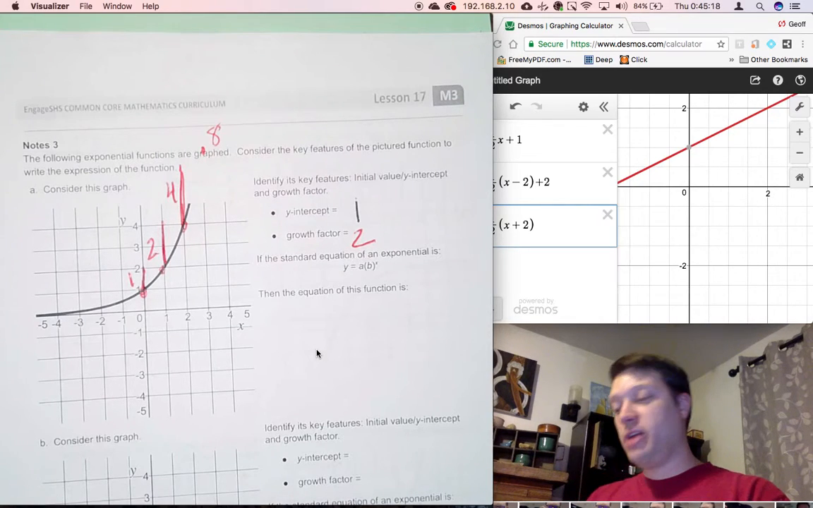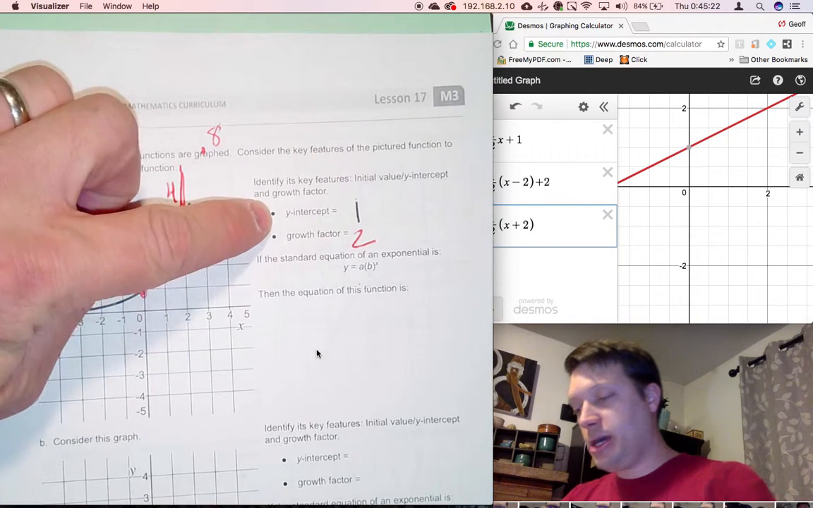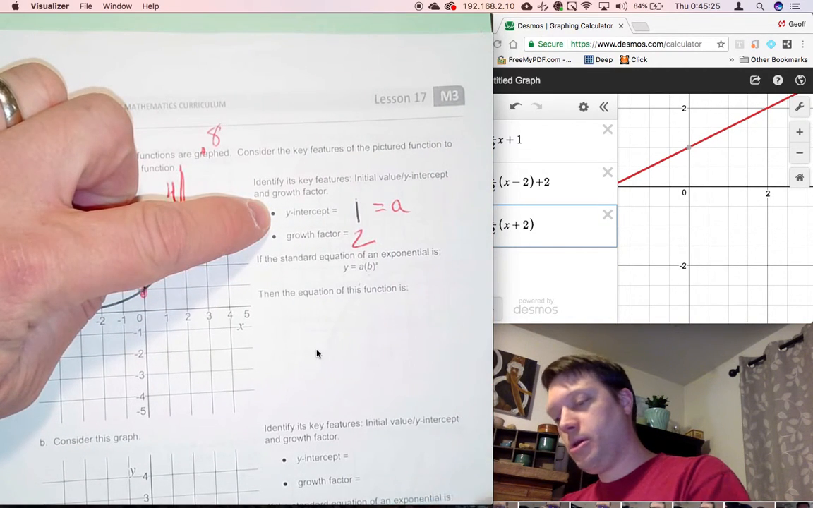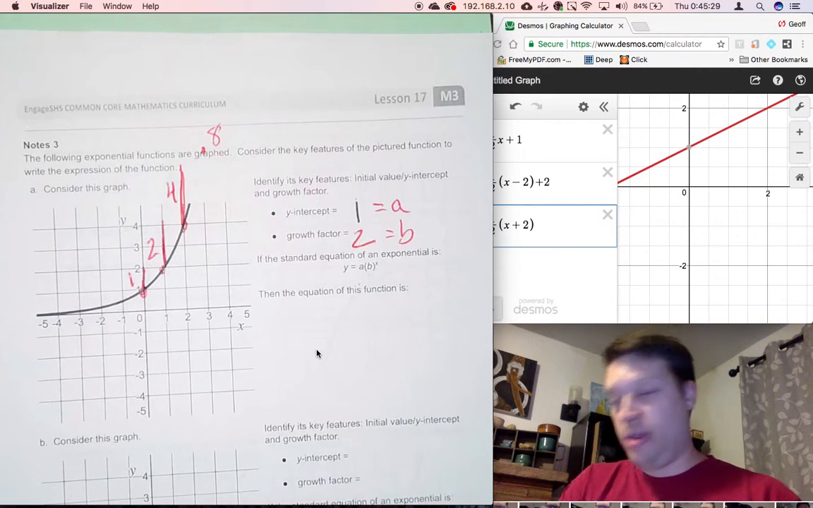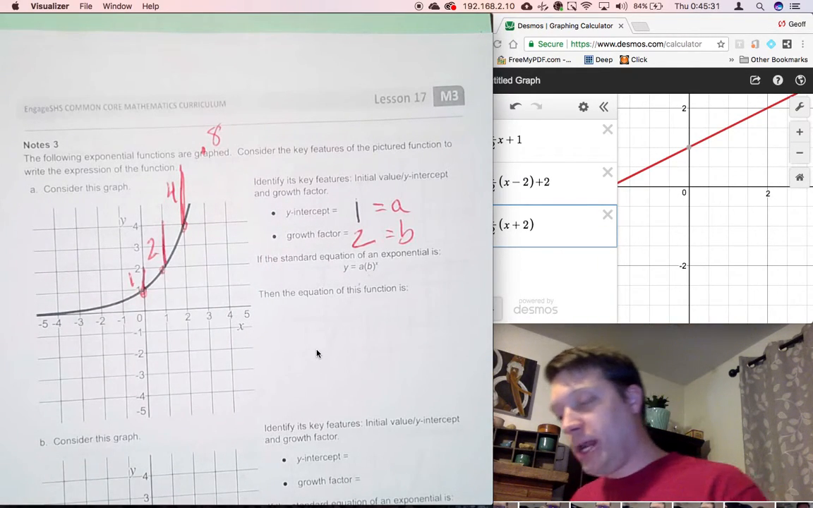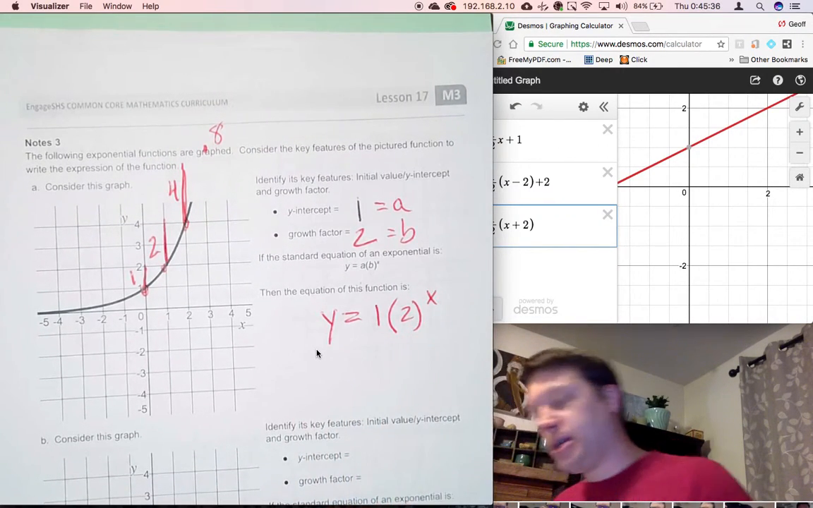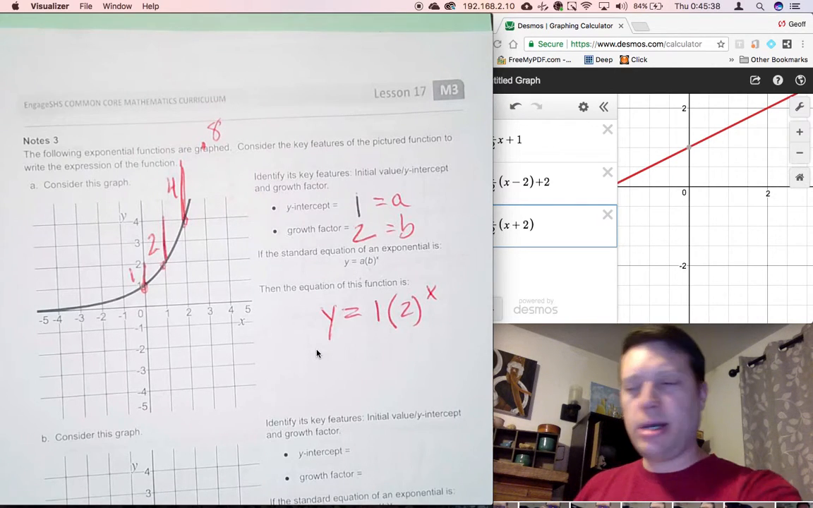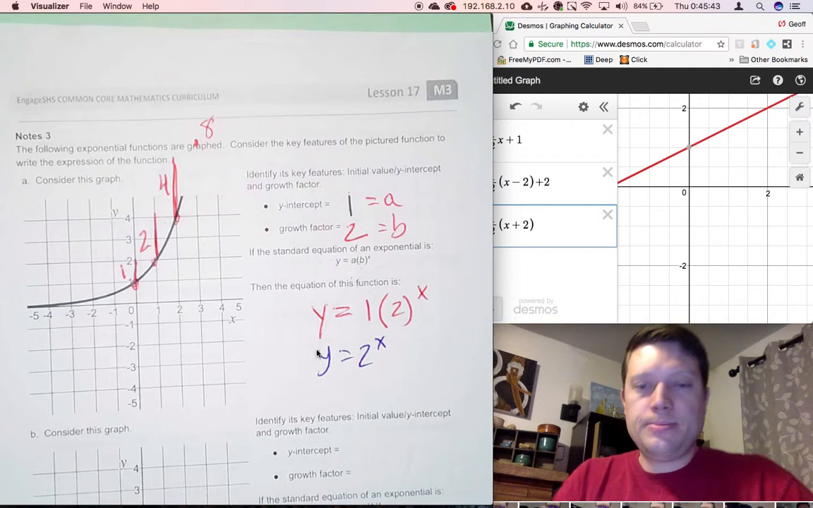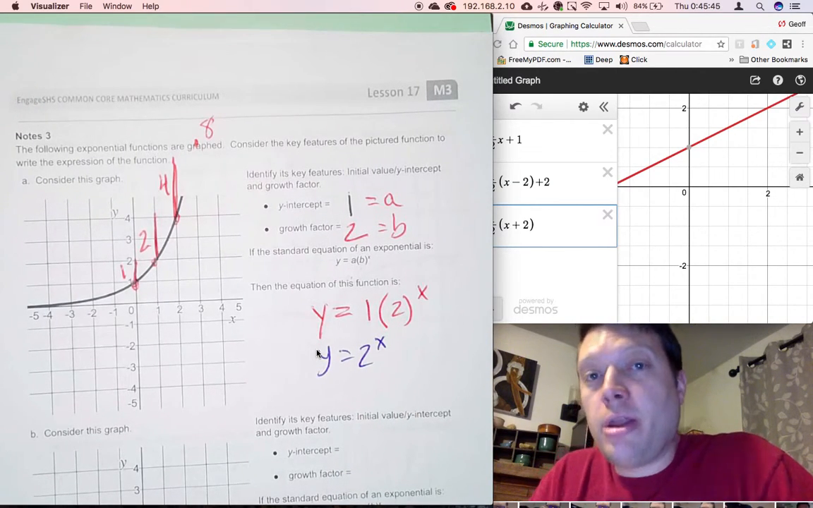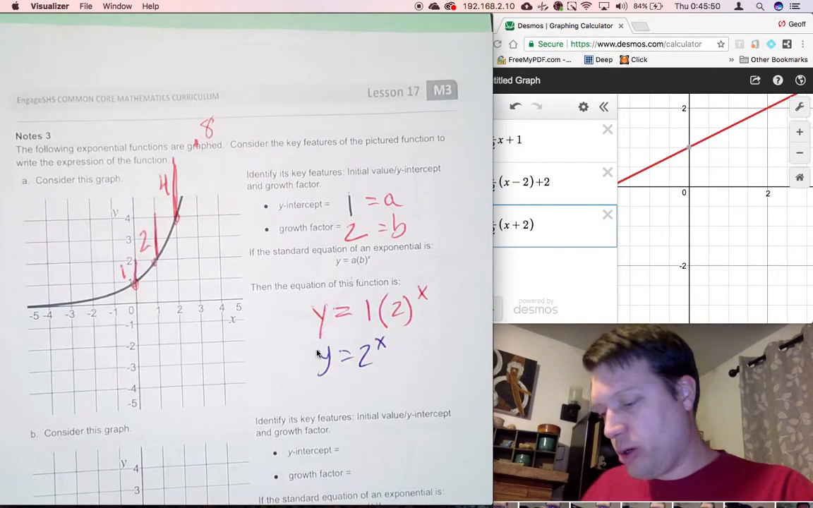The standard equation of an exponential is a times b to the x. And this is a, and this is b. So we can write the equation for this exponential function by writing it as y equals 1 times 2 to the x. Now the perplexed among you might say, do we have to write the 1? No. No, we don't. But it's important to recognize that there is a number there, and that number is our a value.